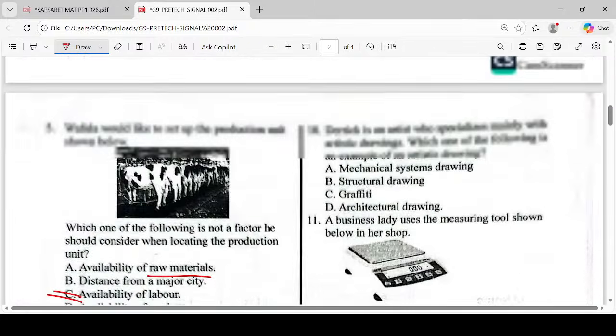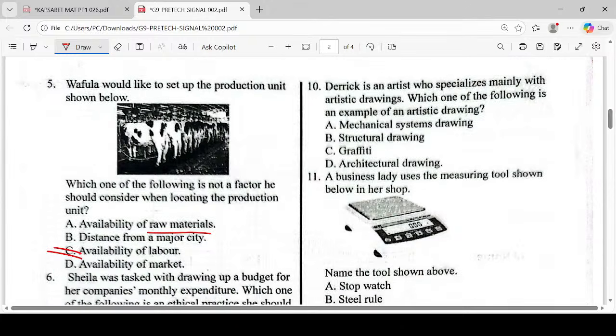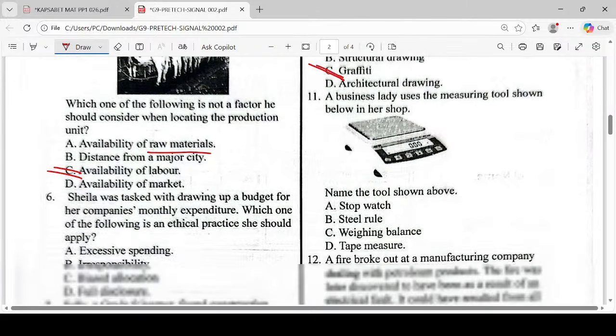Question number 10. Derek is an artist who specializes mainly with artistic drawings. Which of the following is an example of an artistic drawing? A, mechanical system drawing, B, structural drawing, C, graffiti, D, architectural drawing. So remember, artistic drawing is the one that is done for fun. So an example is what's called the graffiti. Remember, this is something you learned in grade 7.